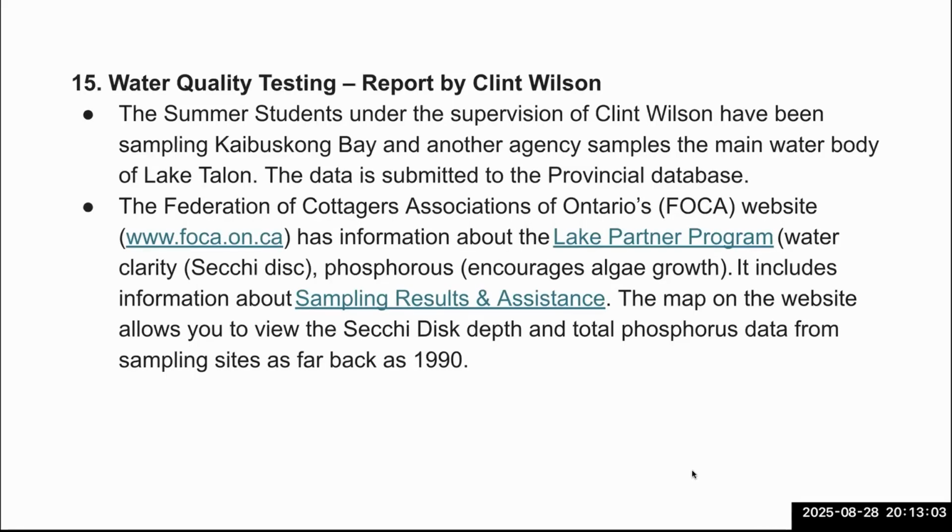So I need a clarification here. Is really clear water better water? Yes and no, not really. Talon is a tea-colored lake naturally with the tannins in the water, which does affect clarity.